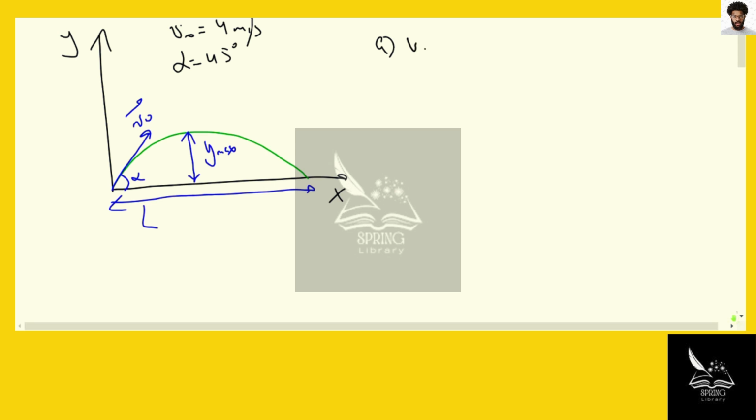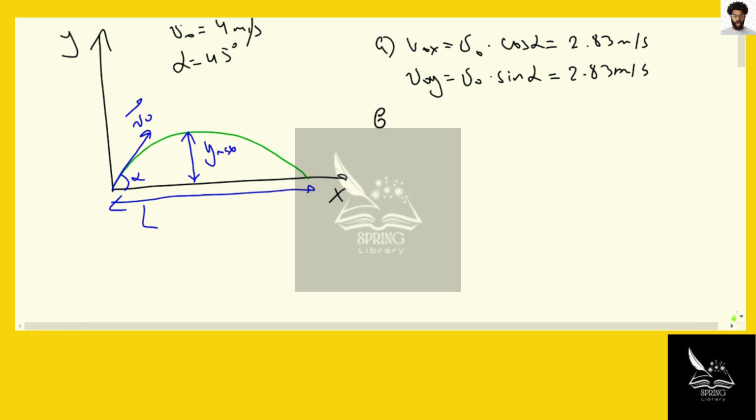The initial horizontal component of the velocity equals the initial velocity multiplied by cosine of alpha, which is 2.83 meters per second. And the initial vertical component of the velocity equals the initial velocity multiplied by sine of alpha, which is also 2.83 meters per second.